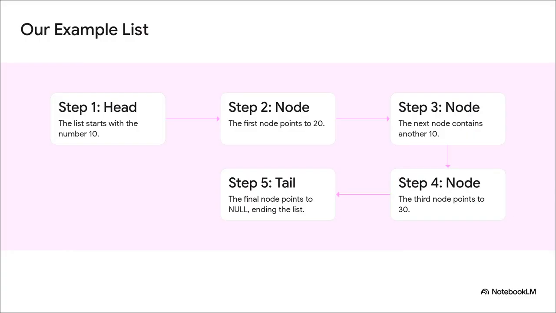So let's look at a concrete example right here. We've got a list that goes 10, then 20, then another 10, and finally 30. Each of these boxes, or nodes as we call them, only knows about the next one in line. And see that last node? It points to null, which is just the signal for, hey, this is the end of the line. Our mission is to delete that second 10.